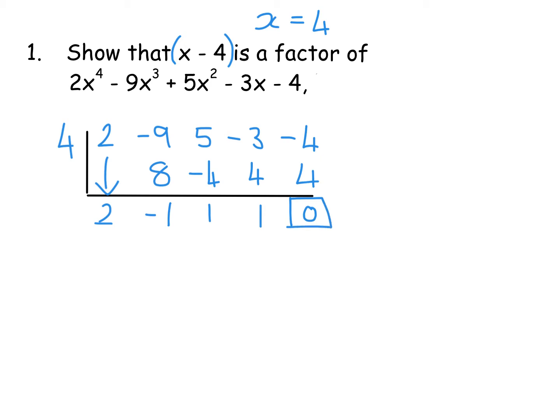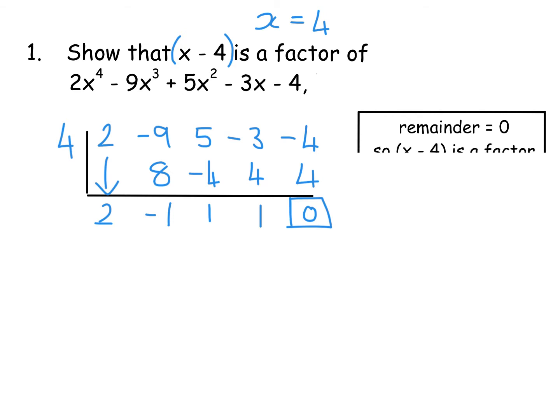Now, our remainder is 0. That means it divided perfectly by this factor. So we have a statement to write that's really, really important. When it says show that something is a factor, we have to write the following. First of all, remainder equals 0. You could also write f of 4 equals 0. It depends what your teacher prefers you to do. I always just go with remainder equals 0. So since the remainder equals 0, that means that x minus 4 is a factor.